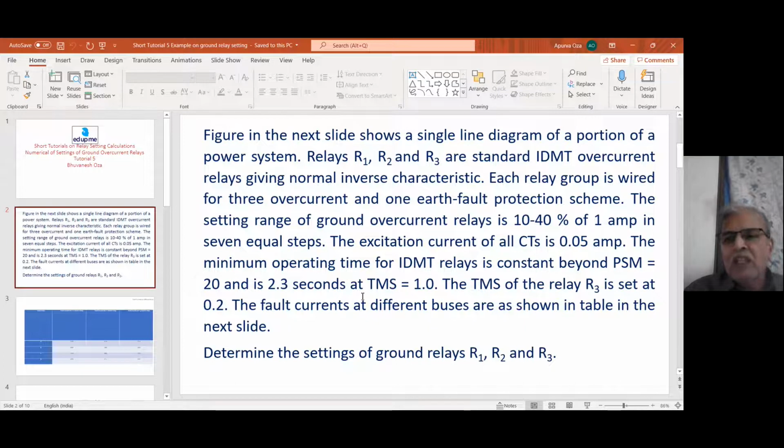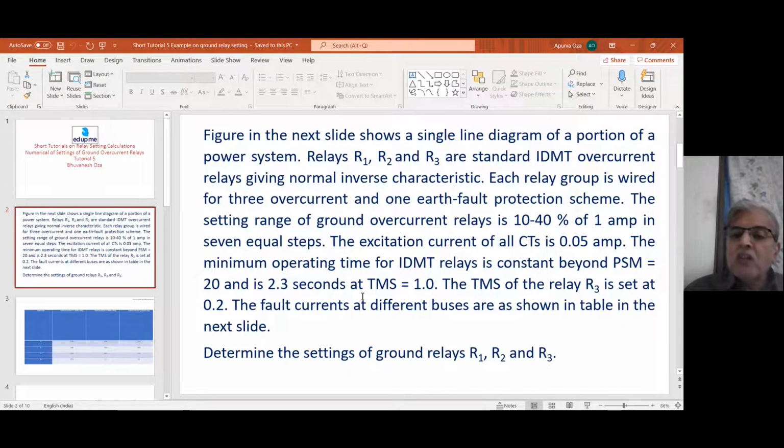Obviously, we are talking about the old electromagnetic or static relay. But if you have the numerical relay, you can have steps like 10, 11, 12, 13, 14, 15, 16, like that. Many steps are quite possible, right? And not only 10 to 40%, but you can go from 5 to 80% or 5 to 100%. Quite a wider range is possible. That we talked about in the last tutorial also. I would like to remind here once again.